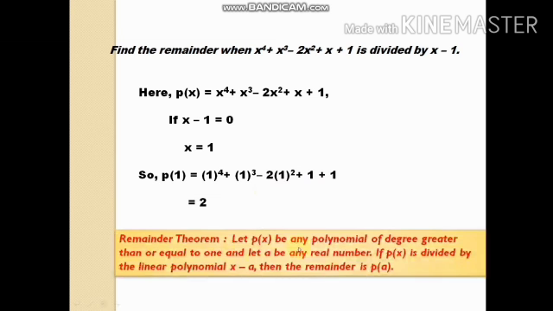Let p(x) be any polynomial of degree greater than or equal to 1, and let a be any real number. If p(x) is divided by the linear polynomial x - a, then the remainder is p(a). So in this particular question, your remainder is 2.